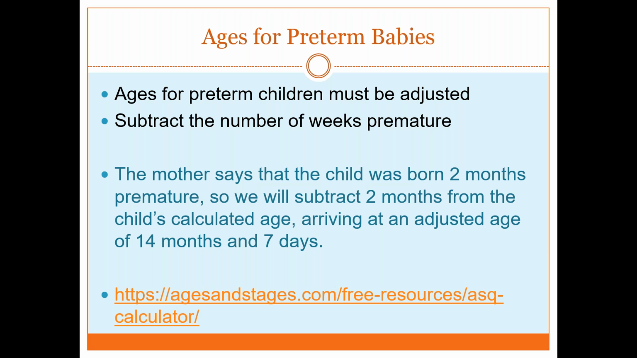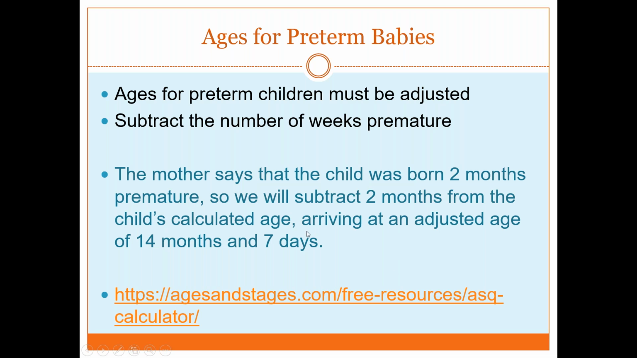You go ahead and subtract the number of weeks or months that the child was premature to account for age. So, for example, if the mother says that the child was born 2 months premature, we're going to subtract those 2 months from the child's calculated age. So for our last example, the child's calculated age was 16 months and 7 days. So if we subtract 2 months, we'll get 14 months and 7 days.